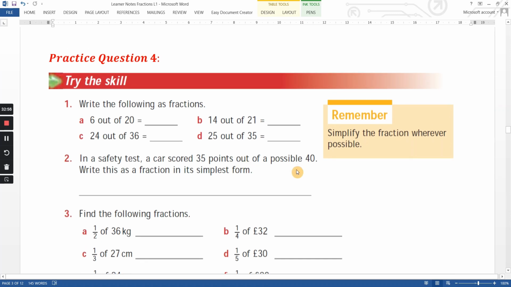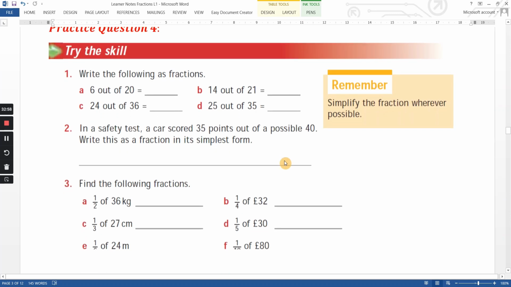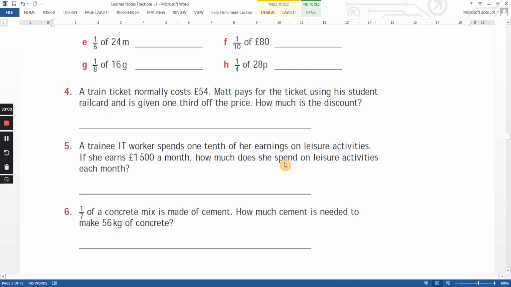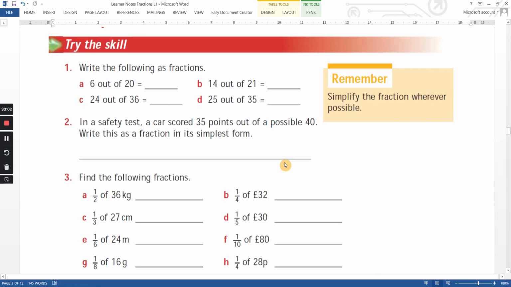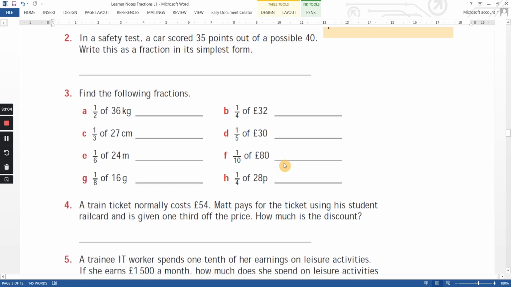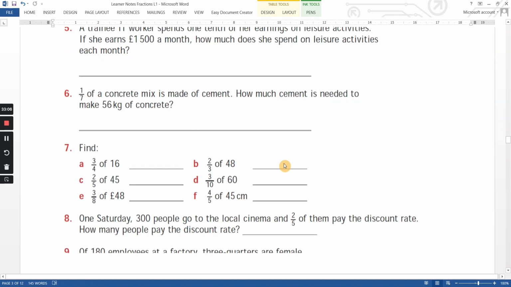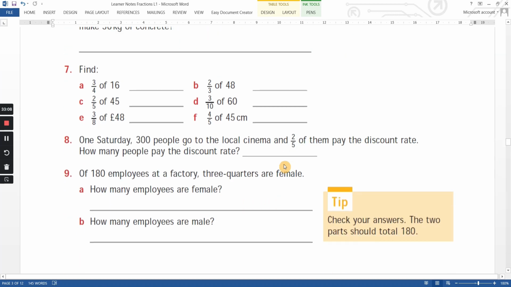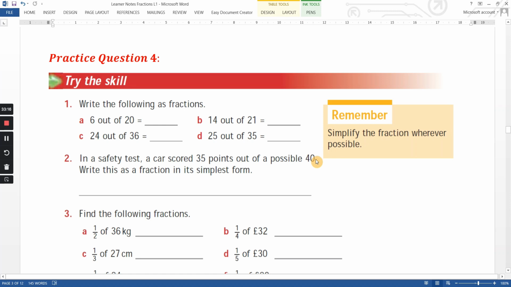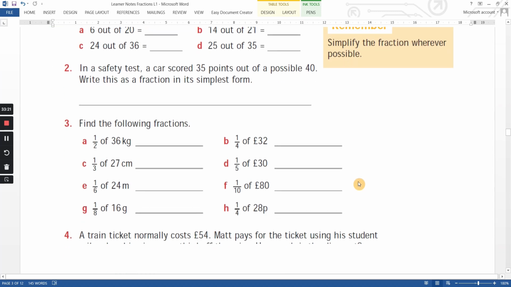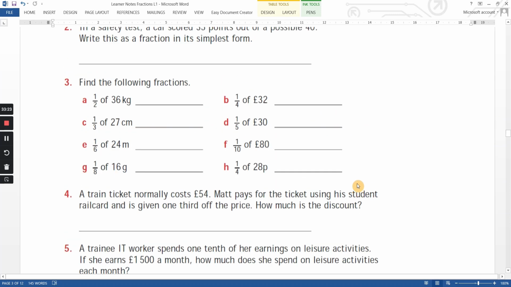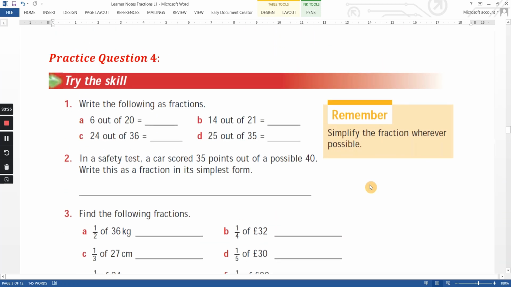Oh, have a go with these as well, please. Practice question 4. It's good practice. So it's to do with fractions of amounts and working them out. Ideally, you need to be able to do these without your calculator. So, you'll get examples like these in the exam, to be honest, in the non-calculator section. So definitely try these without your calculator. Pause the video, and when you're ready, just unpause it.